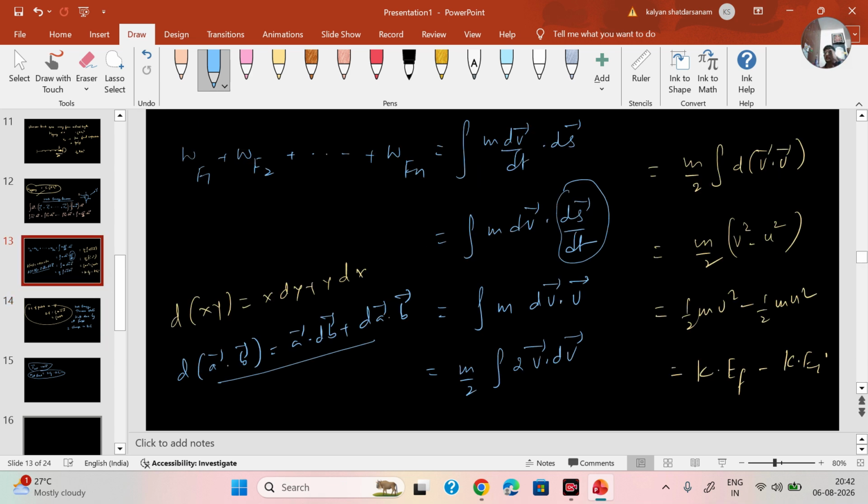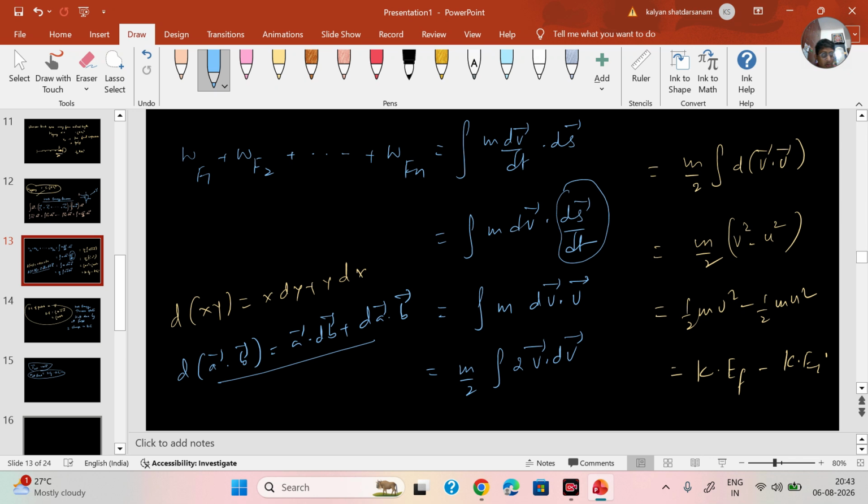Work done by all forces is change in kinetic energy. This is the work energy theorem. F equal to ma has been modified to give this. The advantage is that F equal to ma involves vectors, force, acceleration and so on, and dealing with them is sometimes tough, whereas the work energy theorem is all scalars. Work done by a force is a scalar because the definition, integral F dot ds, a dot product, is a scalar. Similarly, kinetic energy is a scalar. It is defined as half mv square for a particle. So work done by all forces is change in kinetic energy is the work energy theorem.